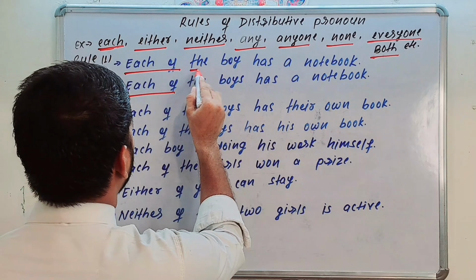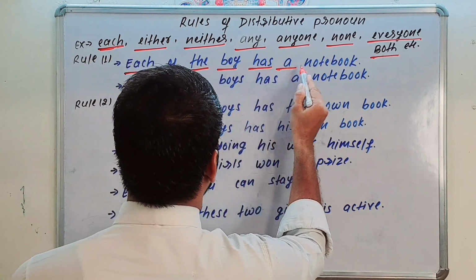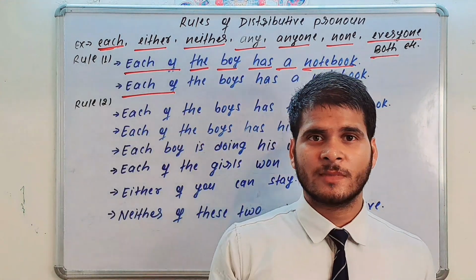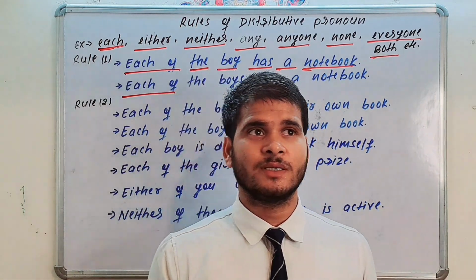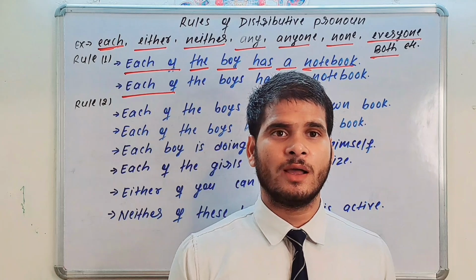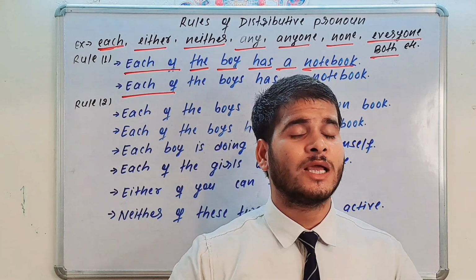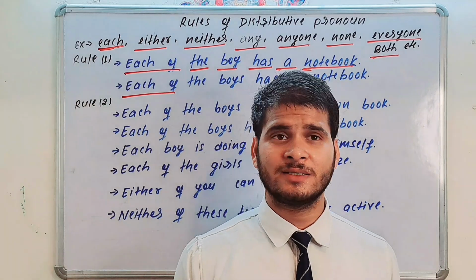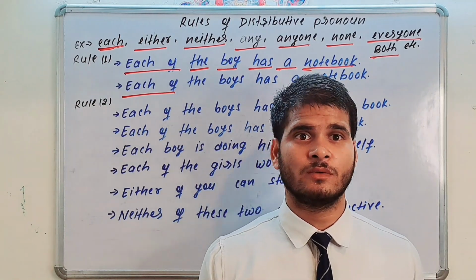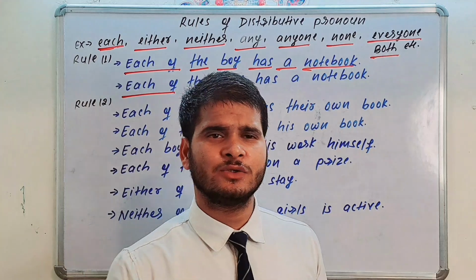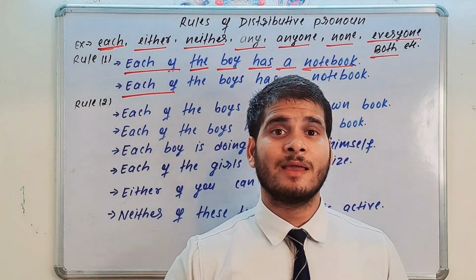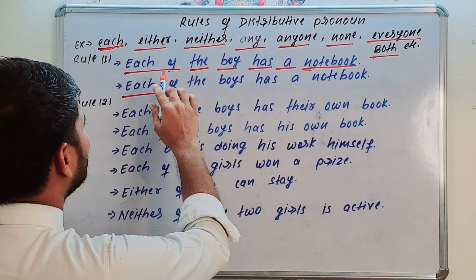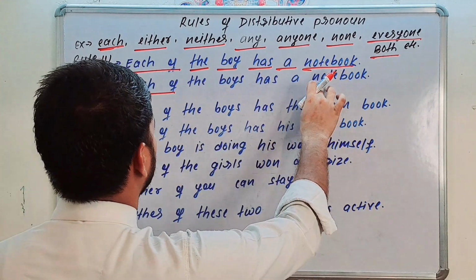Each of the boy has a notebook. Each of the boy has a notebook. What is the meaning of this sentence? Each of the boy, I'm talking about everyone present in a room, in a classroom, in a school. So each is basically used to describe every. Each means every.